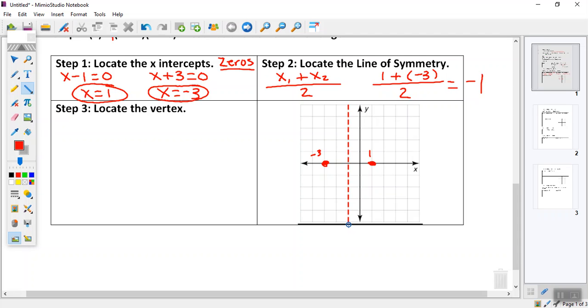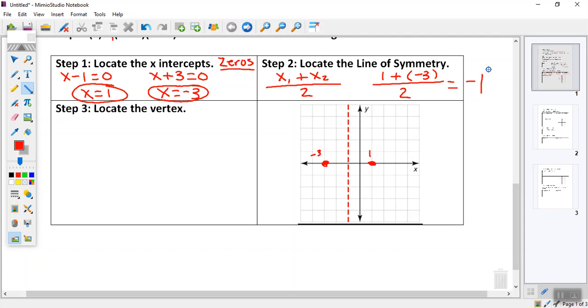Now kids, how are you going to use your line of symmetry right here to find the vertex? But what did we do when we found the line of symmetry in standard form, to get a vertex? Didn't we just plug our x value in? We did, didn't we? You're going to do the same thing.